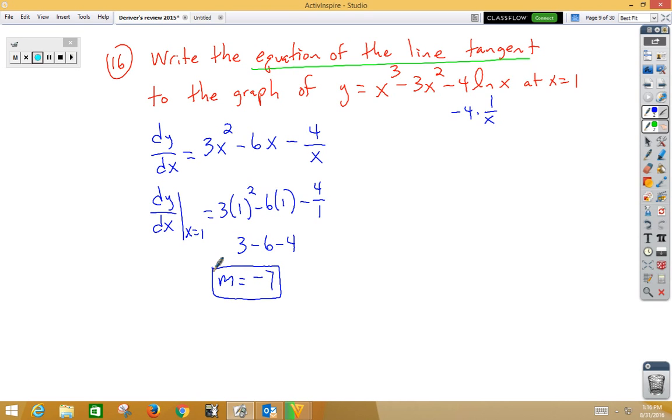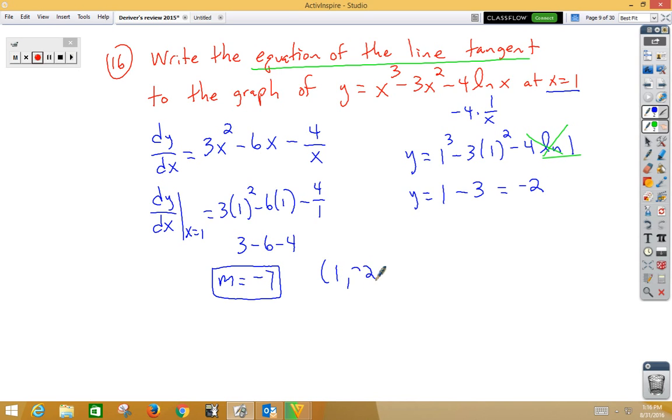We now need a point, so let's go ahead and plug in the 1 into the original problem. y equals 1 cubed minus 3 times 1 squared minus 4 times the natural log of 1. So we have y is 1 minus 3. Now we need to remember from Algebra 2 that the natural log of 1 is 0. So this term just falls away, and y is negative 2. So now we have a point, (1, negative 2).